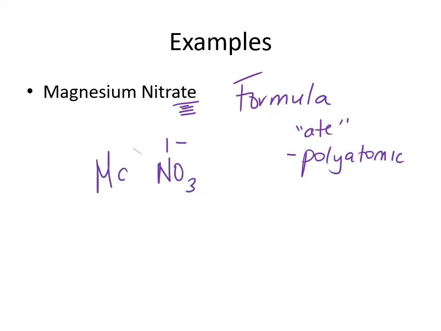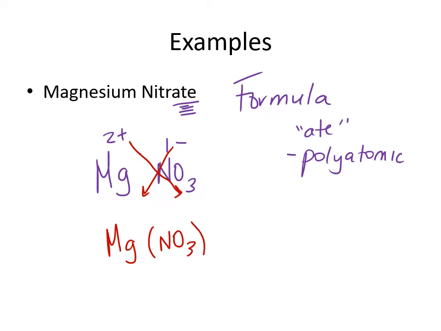Magnesium is my metal. I know magnesium has a charge of 2+. Notice that the NO3 is acting as my nonmetal. 2 capital letters acting as a group. It is a 1 nitrogen to 3 oxygen compound. I'm now going to crisscross my charges like normal, and I'm going to be left with Mg. And then notice what I'm going to do here. I always put my polyatomic compound in a bracket, okay? And I'm going to bring down the 2.